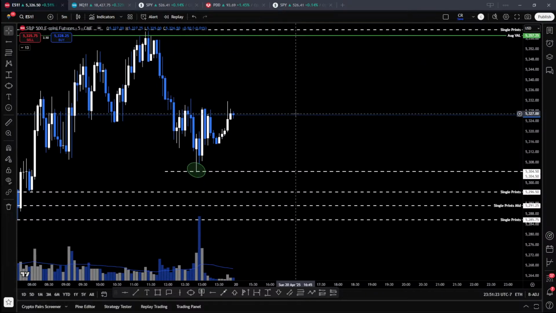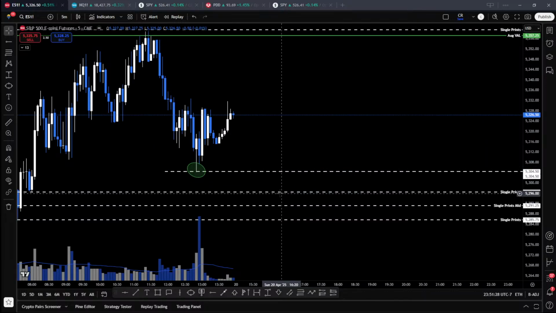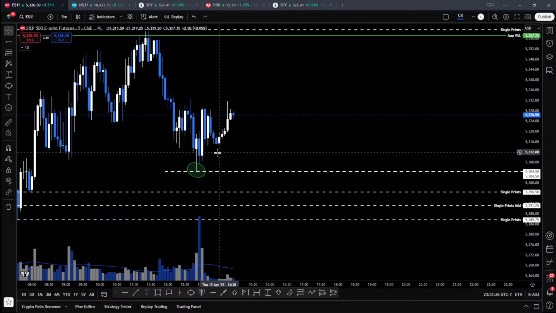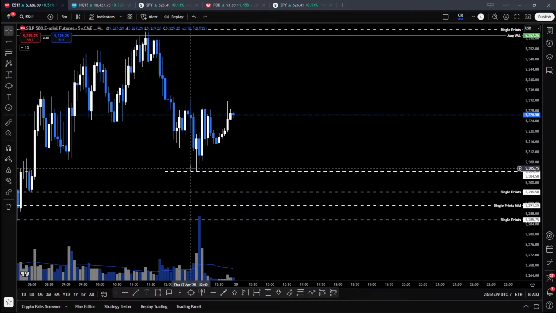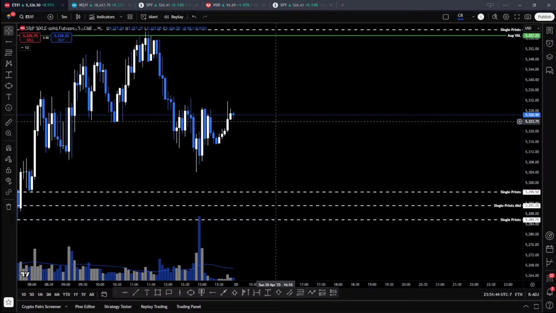I could technically just get up and walk away from my computer. And as long as one of those two levels gets hit, I'll get filled, and I'll either be stopped out or my take profit will get hit. But the price on futures is the price. So there's basically no Greeks, no theta decay, no price decay over time. The price is the true price. So whatever level I put my stop loss at, whatever level I put my take profit at, that will never move.